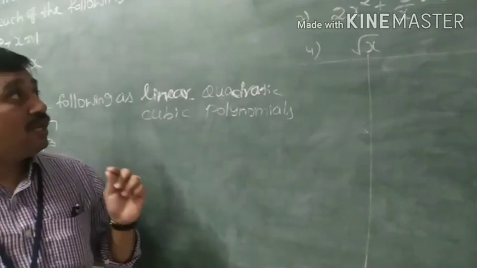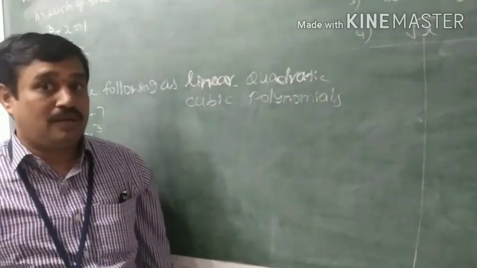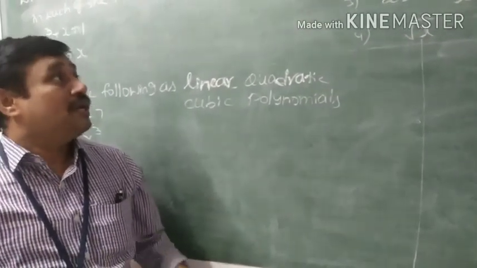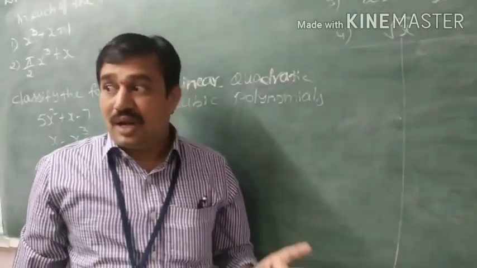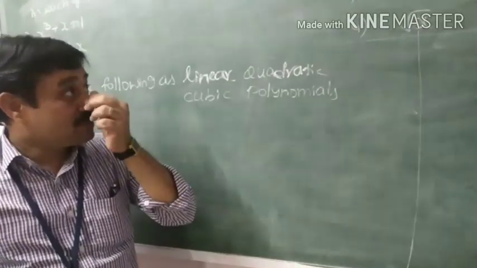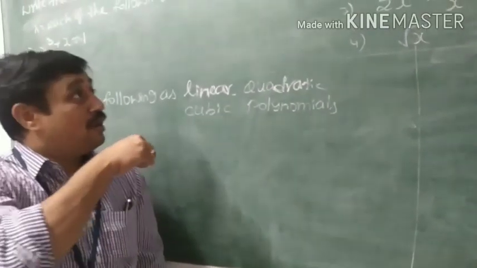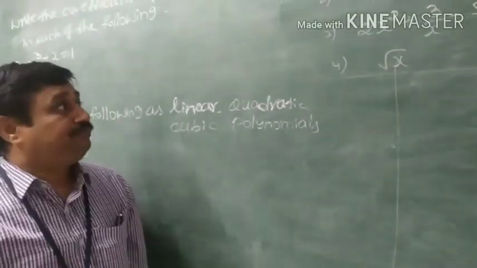The exponent of the variable must be a whole number. The exponent of the variable cannot be negative. The exponent of the variable cannot be a fraction. Based on these three rules, we can consider whether an expression belongs to polynomial or not.